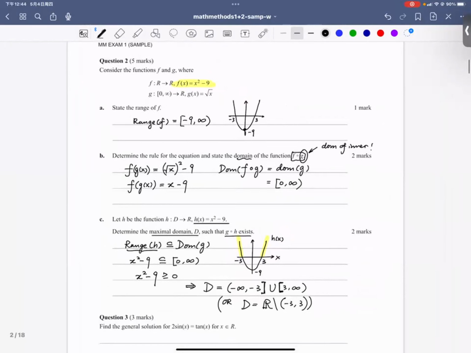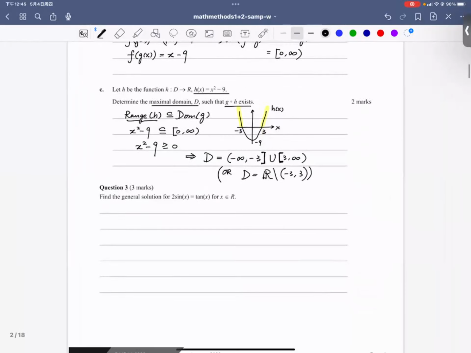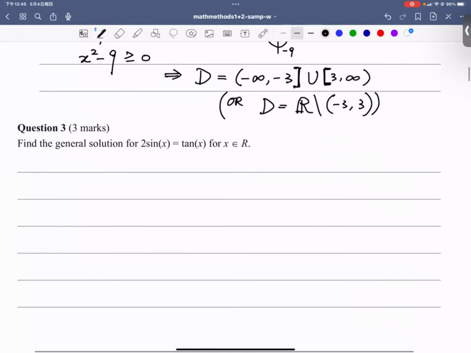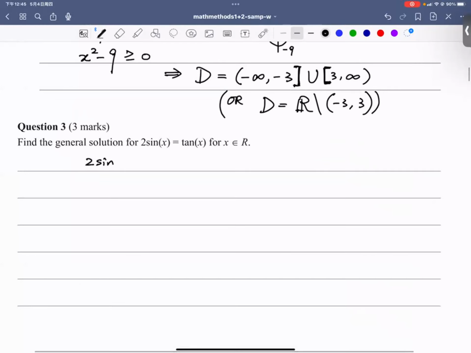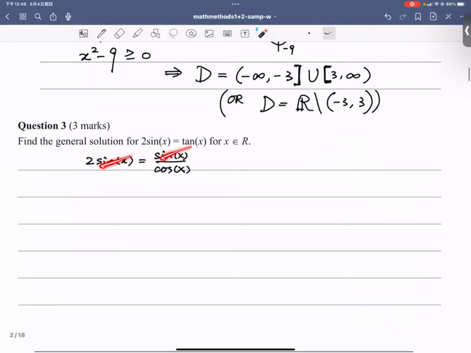All right, so that's question 2. Question 3, we want to find a general solution for 2 sine x equals tangent x. Now, first of all, you need to translate the other side. Let's say sine x over cosine x, okay? Then you're not canceling the sine x term. Otherwise, you will lose a solution.